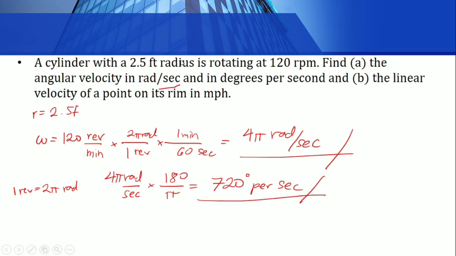And sabi niya doon, the linear velocity of a point on its rim in mph. So sabi natin yung formula ng angular velocity natin. So that will be angular velocity is equal to V over R. So para makuha natin yung V, so that will be V is equal to angular velocity times the radius. So V, so yung angular velocity natin is equivalent to 4 pi rad per second. So times 2.5 feet.